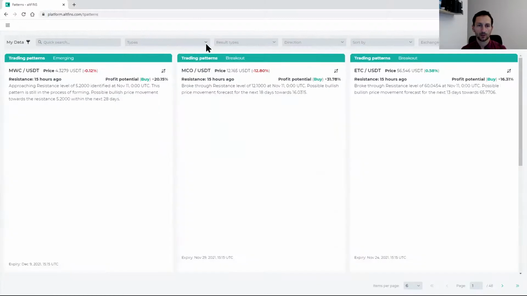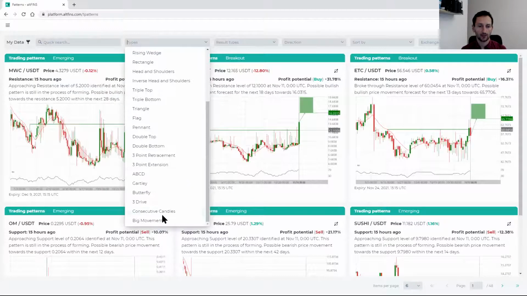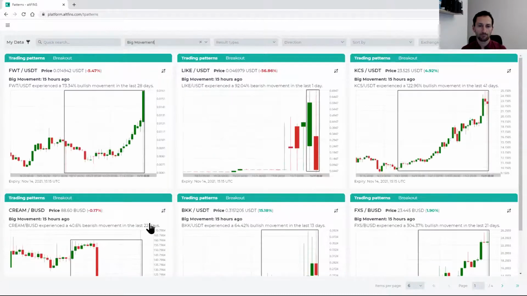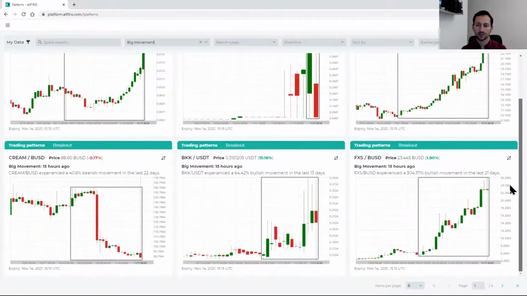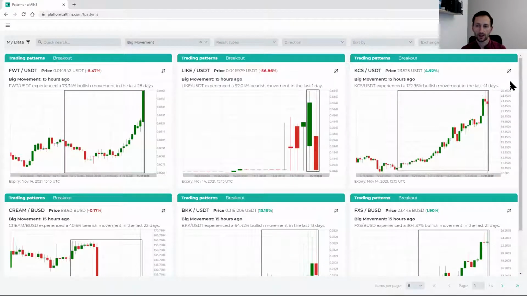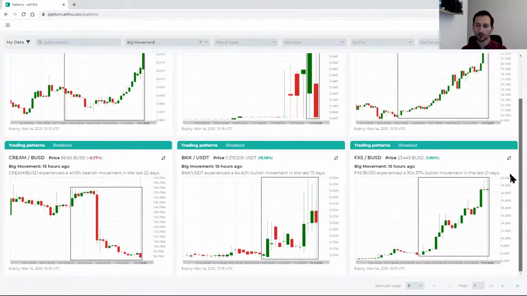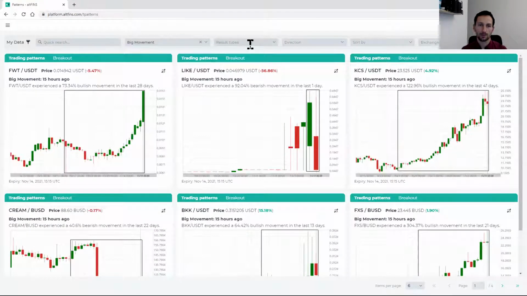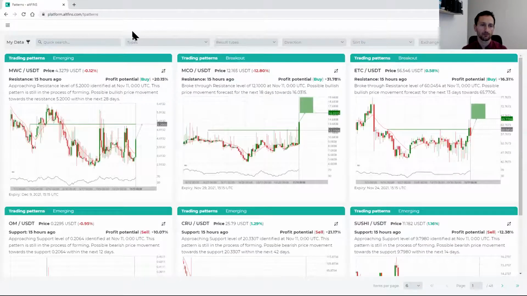And then the last one on the list that we have are big movements. That's somewhat similar to the other one in that basically it alerts you that there's been a big movement and there could be some kind of reversal. I would sort of combine this with an overbought or oversold RSI. I'll show you how to do that.